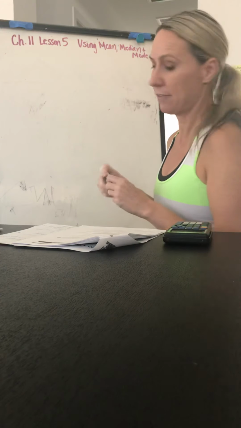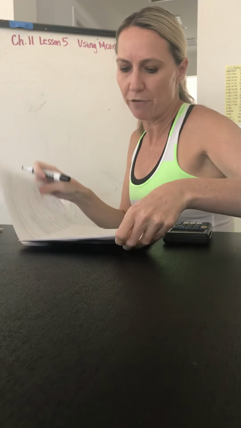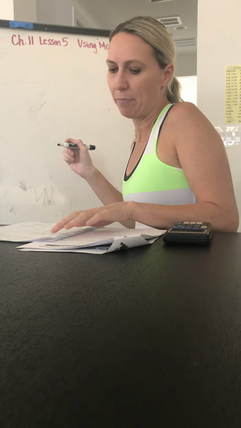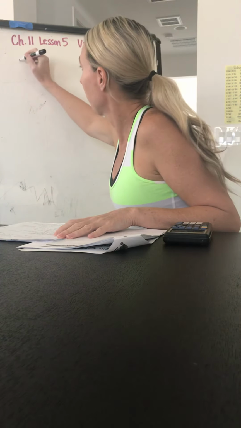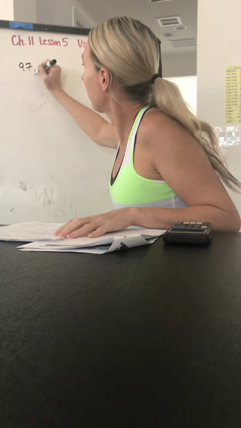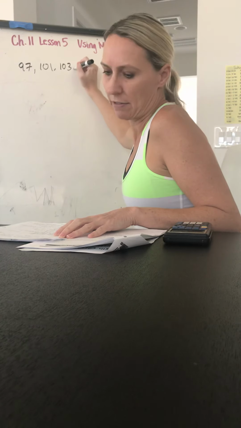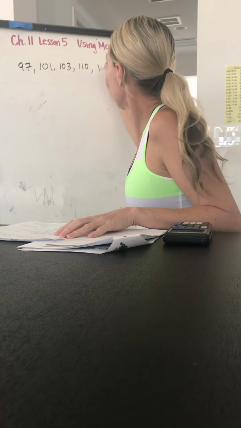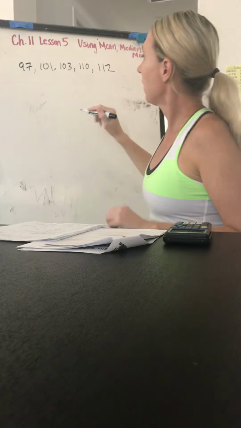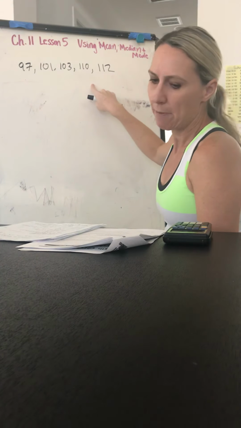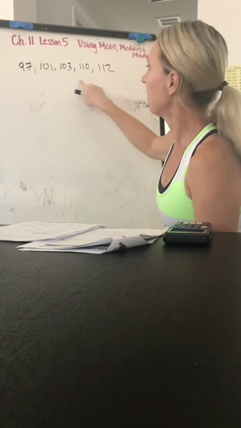Okay, so we're going to do example 1. I'm on page 846. It says the table shows the number of medals won by the United States. Which measure of center best represents the data? Then find the measure of center. So in this example, I like to put my data in order. So we have 97, 101, 103, 110, and 112.